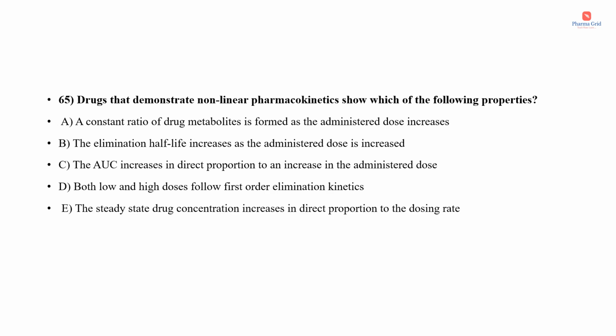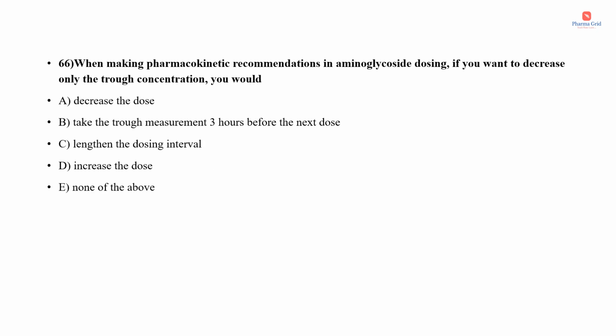Next one, drugs that demonstrate nonlinear pharmacokinetics show which of the following properties. The options are: a constant ratio of drug metabolites is formed as the administered dose increases; the elimination half-life increases as the administered dose is increased; the area under the curve increases in direct proportion to an increase in the administered dose; both low and high doses follow first-order elimination kinetics; the steady-state drug concentration increases in direct proportion to the dosing rate. So here the correct answer is option B, that is in nonlinear pharmacokinetics, the elimination half-life increases as the administered dose is increased.